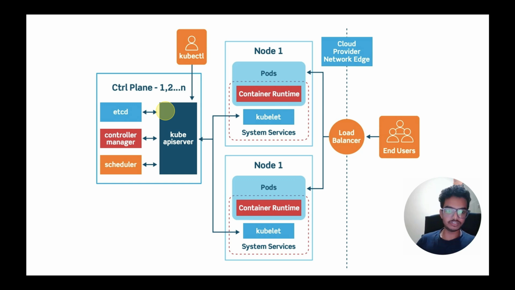It makes all the big decisions, like where to run the applications and what to do if something goes wrong. We have four components in control plane: Kube API server, scheduler, controller manager, and etcd. Let's check out each of these components in detail now.